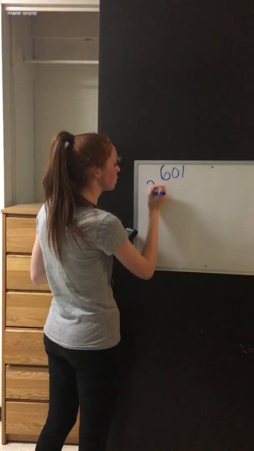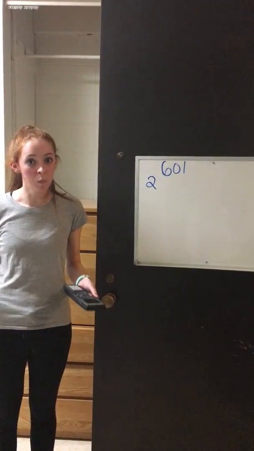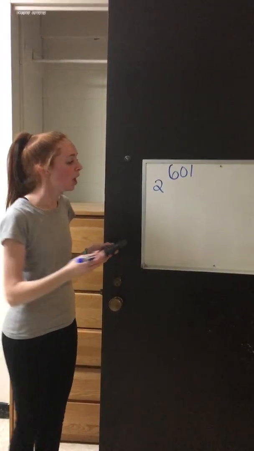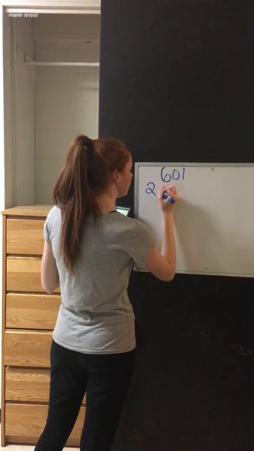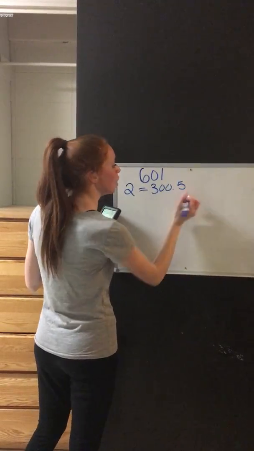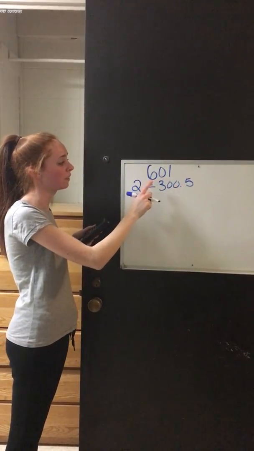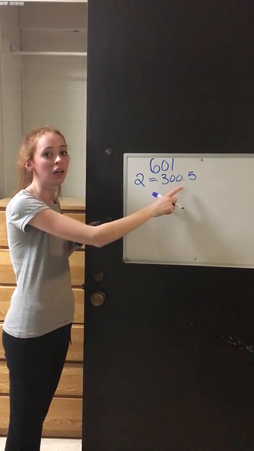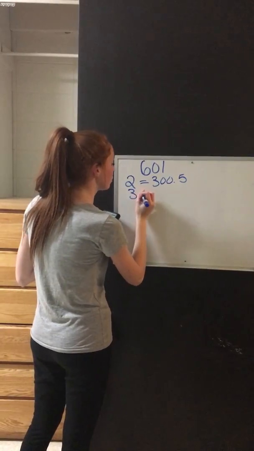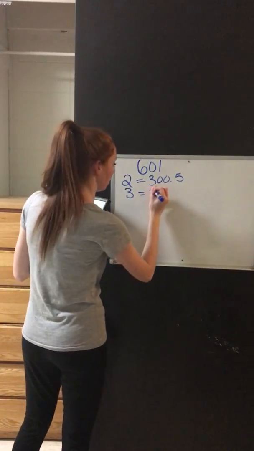Now first we're going to start with the number 2. We're not going to start with 1 because we know that 1 is neither prime nor composite. So we take 601 divided by 2, and we get this decimal, which means that 601 divided by 2 gives us a remainder, so it's not going to go evenly. So we're going to move on to our next prime number, which is 3.